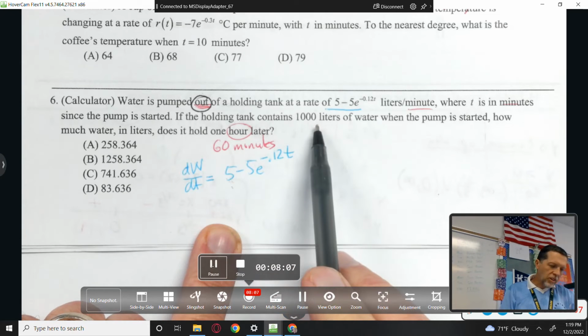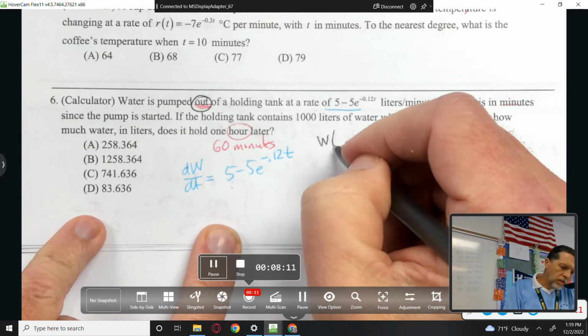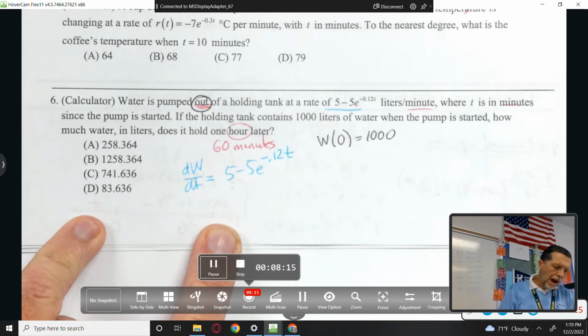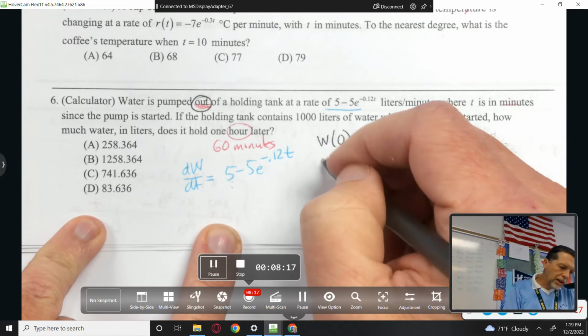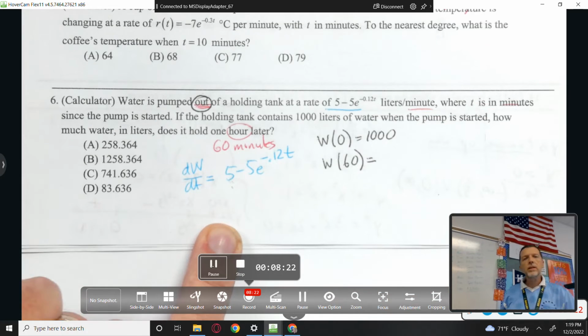It starts at 1,000. So at time 0, there's 1,000 liters. How much water does it hold 1 hour later? So water at 60 minutes is what we want.